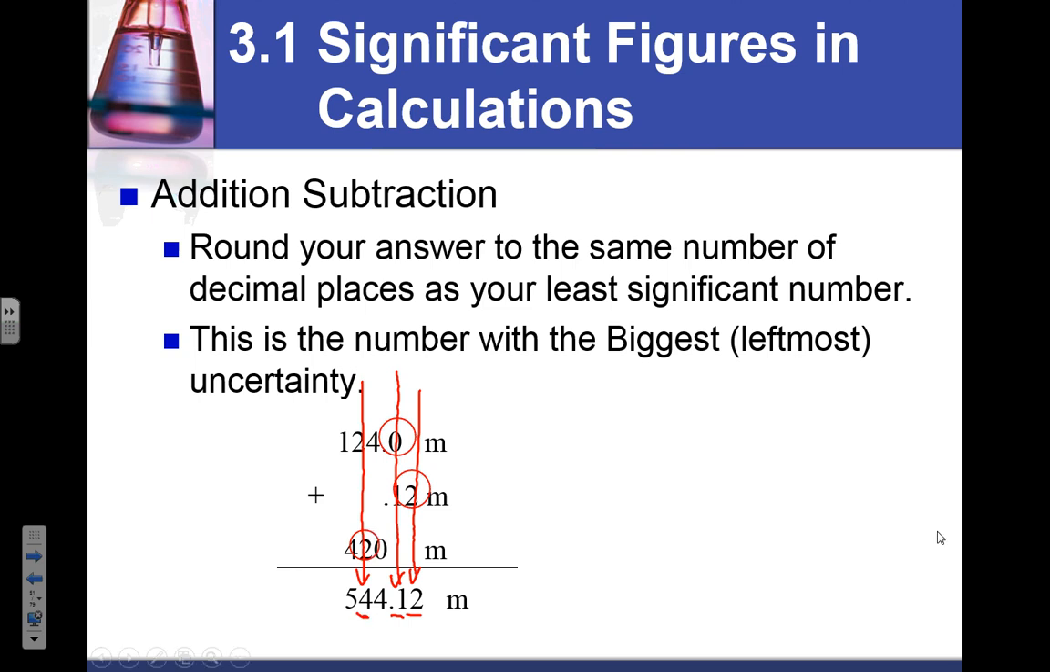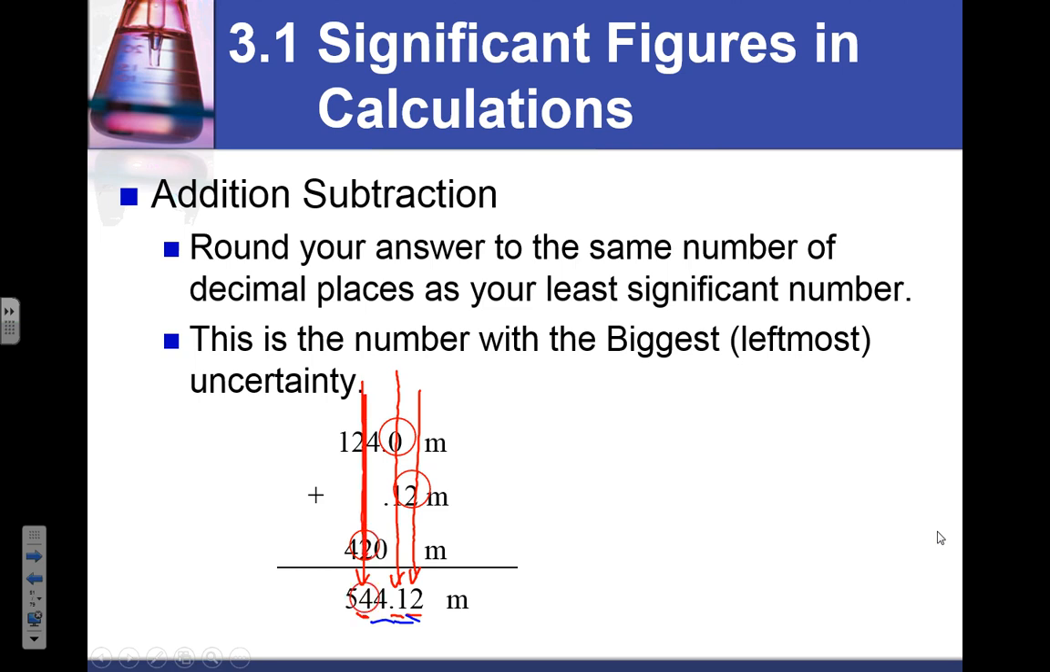Well, if I'm not sure about the tens, and there's uncertainty in the tens column, how can I really claim any valid knowledge about the ones or the tenths or the hundredths? And that's really how this idea works. Round your answer to the same number of decimal places as your least significant number. Well, it means round to the biggest uncertainty, and the tens is much bigger than the tenths and the hundredths. So I need to round this answer to the tens place.